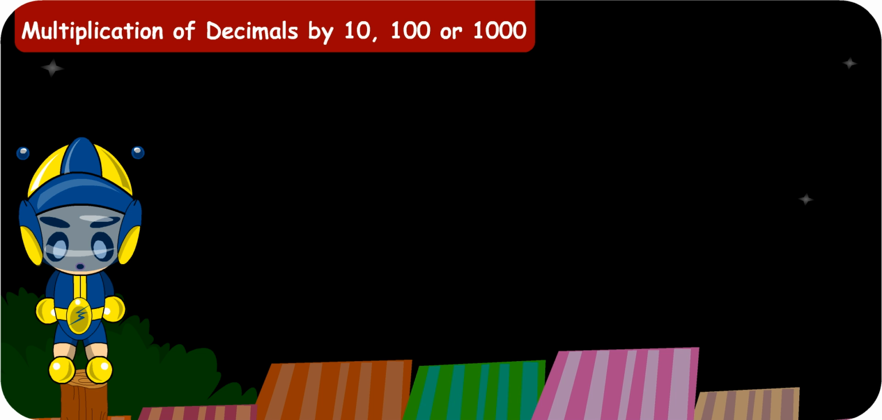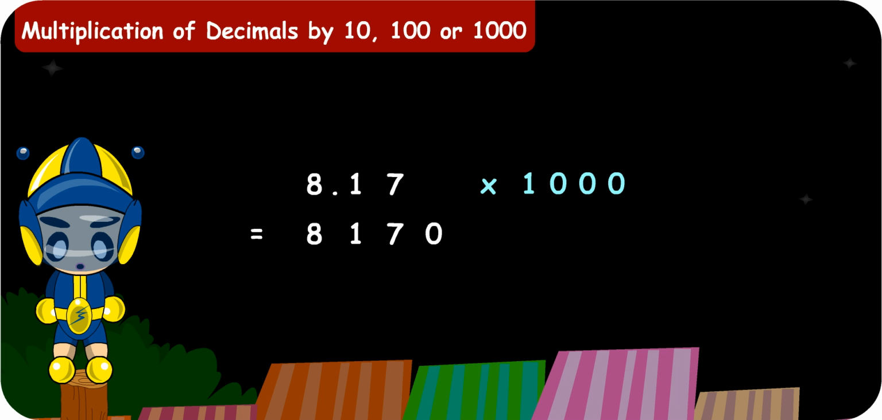Excellent! Turbo Boy, I have another sum for you. What is 8.17 times 1000? 8.17 times 1000 equals 8170. To multiply a decimal by 1000, we move the decimal point 3 places to the right. Since after 7 there is an empty space, we add a 0 there.